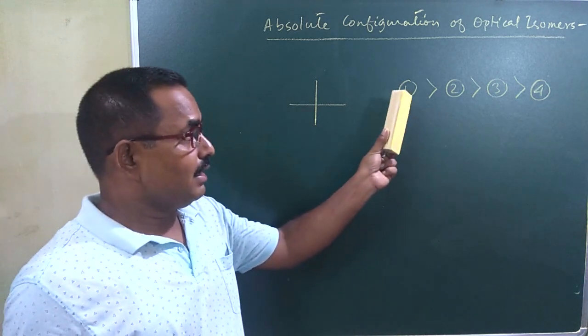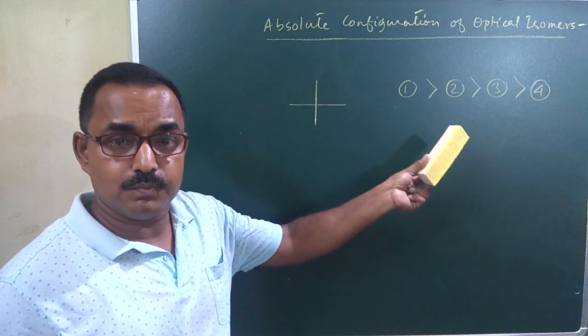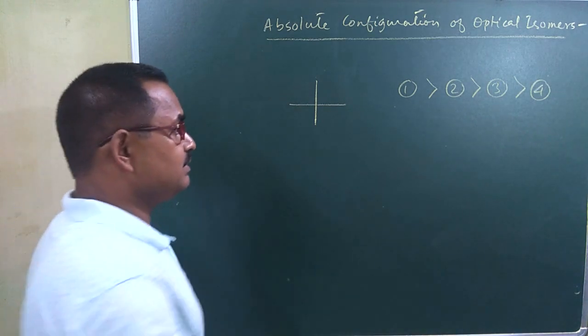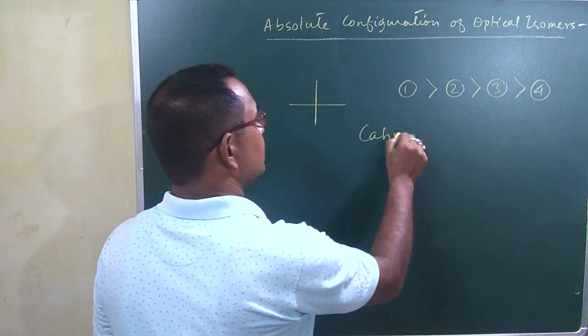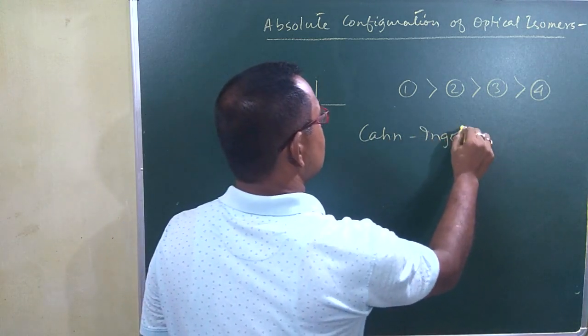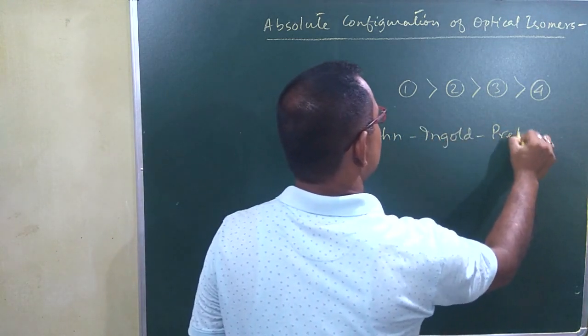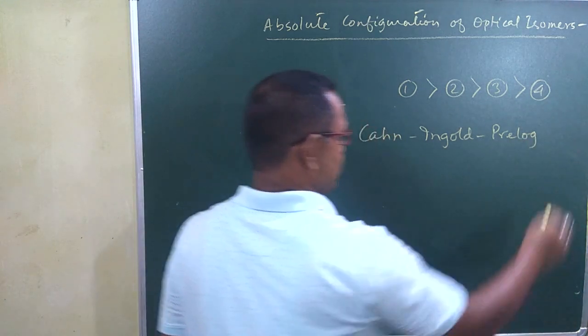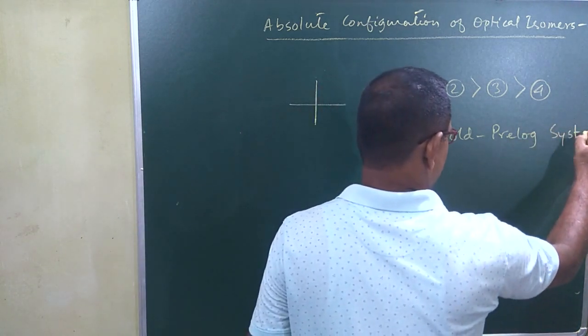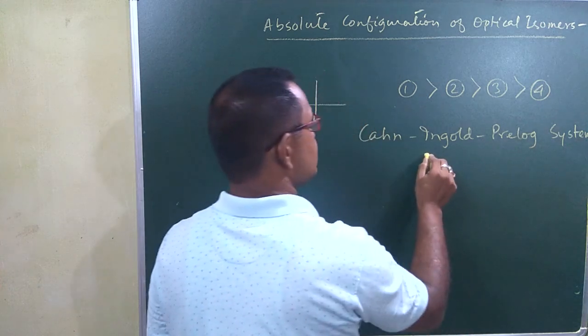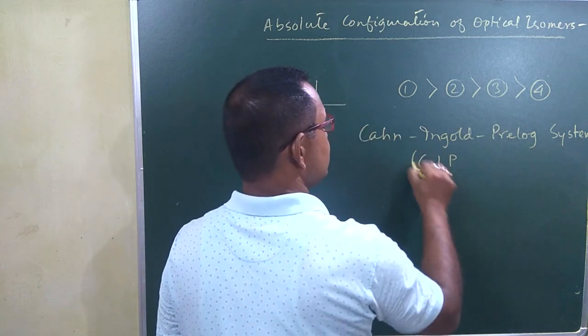Now, assigning priority of a group is done on the basis of the Cahn-Ingold-Prelog system. This is called the CIP system.